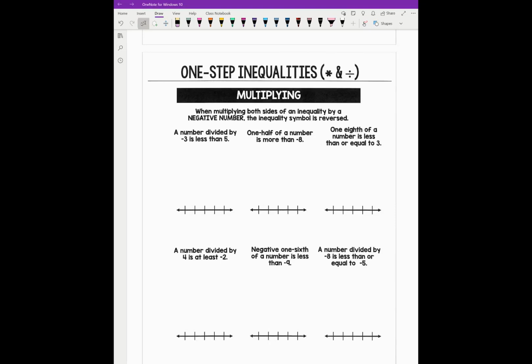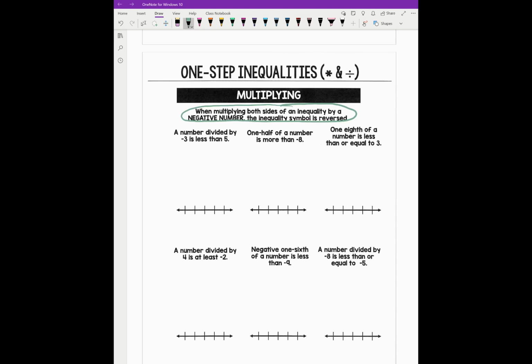Hopefully you have your inequality notes at home, like I told you to take them home. I'm going to go over, today still doing one-step inequalities, but focusing on multiplying and dividing. Again, we've seen these before, and right across the top of my page, we have that special rule that when we multiply both sides of our inequality by a negative number, we have to remember to flip our inequality symbol. So that's going to be the most important thing to remember as we go through these today.